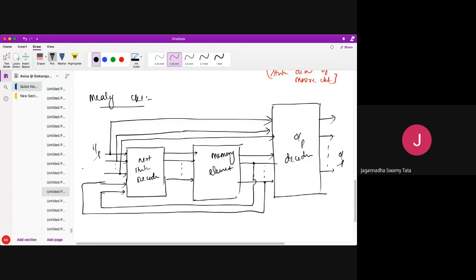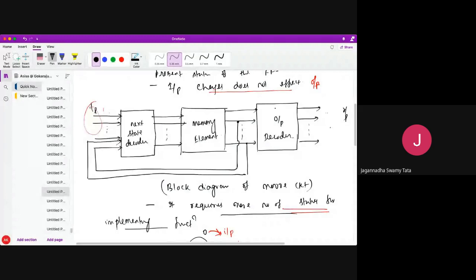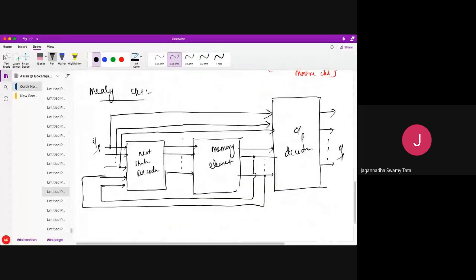So you can see here the difference between the Mealy circuit and the Moore circuit. The output of the output decoder is not connected with my inputs in the Moore circuit. Okay, but here you can see inputs are connected to the output. So one thing you can guess here: input change may affect the output of the circuit. So this will be the first point. Input change may affect the output.